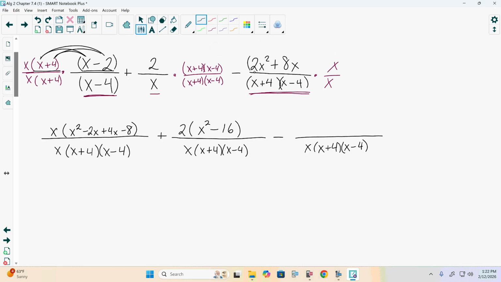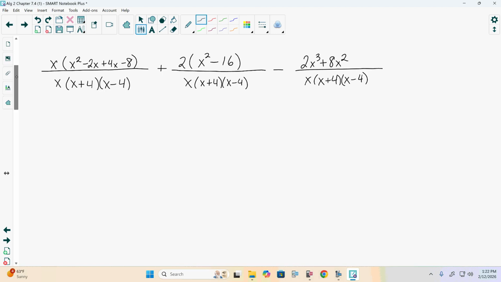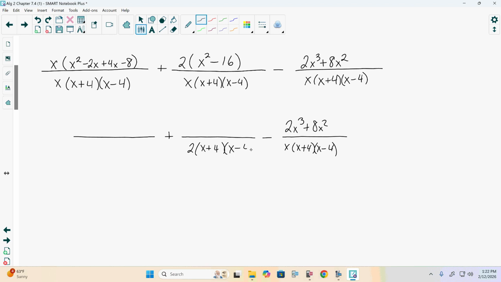Last product we have is we have to multiply the 2x squared plus x by x. Two x squared times x is now 2x cubed. 8x times x is now 8x squared. Okay. I need to fix that. That's it.